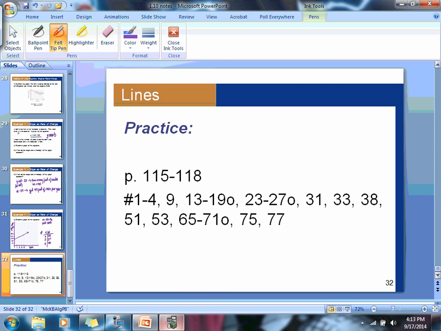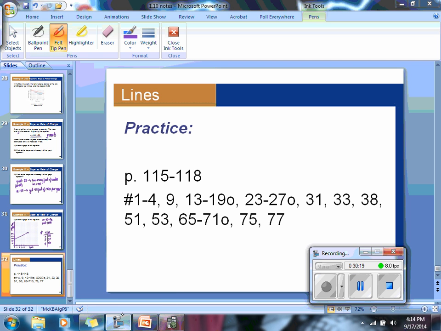Okay, so there's your homework for this evening so that you can practice these concepts. Some of these problems can be a little tricky, especially with the parallel and the perpendicular and having to do multiple steps and use different forms of the equations. So if you have any questions, come on in and see me before school.